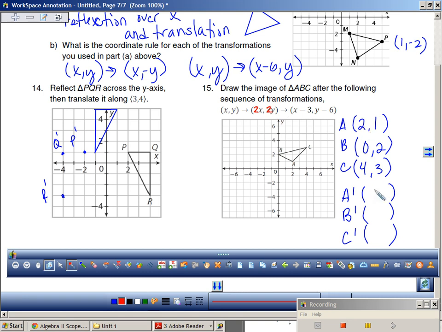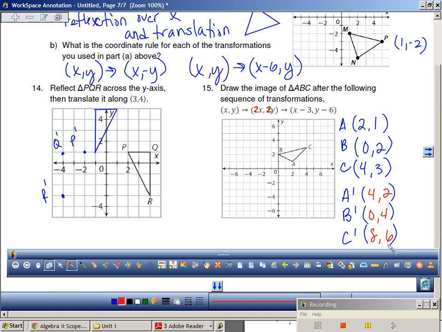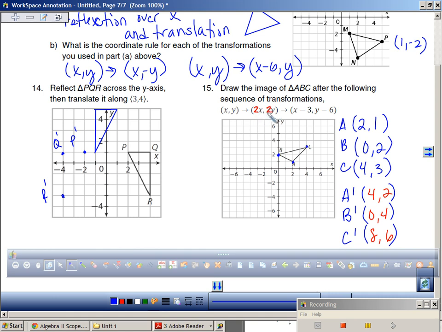Devin, you see that? So this is going to be 4, and this is going to be 2. 0 and 4. 0 times 2 is 0. 2 times 2 is 4. 4 times 2 is 8. And 3 times 2 is 6. Got it. So you just take the vertices, then you multiply by 2. Yep. That's what the rule is telling me to do.